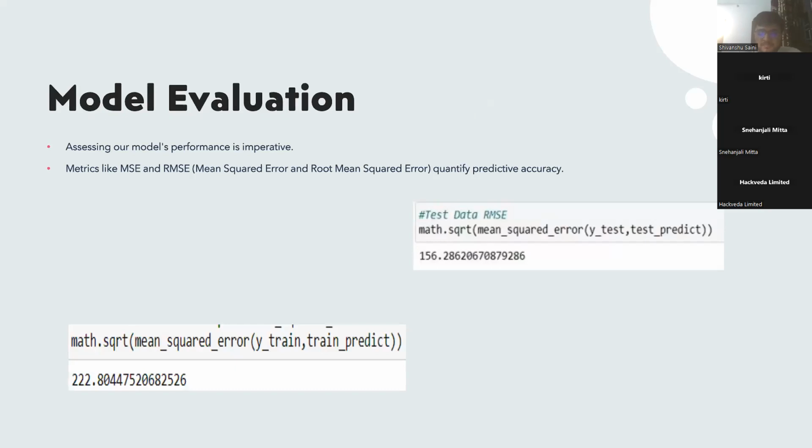Model evaluation. Once our model is trained, we need to evaluate its performance. I have used metrics like mean squared error and root mean squared error to measure the closeness of predicted values to actual values. The lower the value, the higher the predictive accuracy.